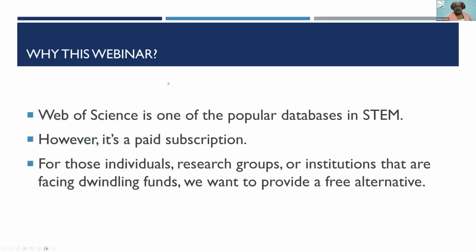So in terms of why we are doing this Web of Science webinar, and this is probably one of the only times you'll see me ever do full sentences on an actual slide, keep in mind Web of Science is a popular database in STEM. However, it's a paid subscription, and we know that library budgets are declining in different areas. So for those individuals, research groups, or institutions that are facing dwindling funds or don't have access to Web of Science, we want to make sure that we provide a free alternative that individuals can still use for their research.